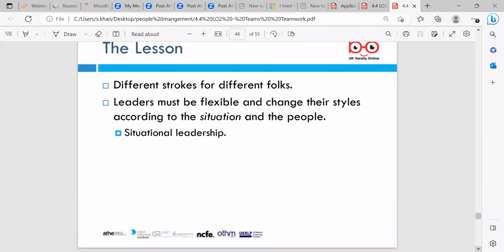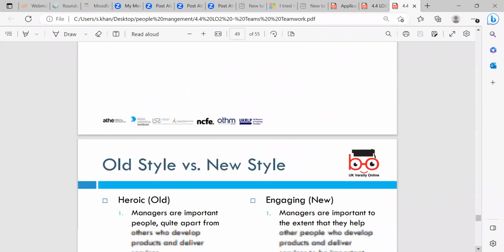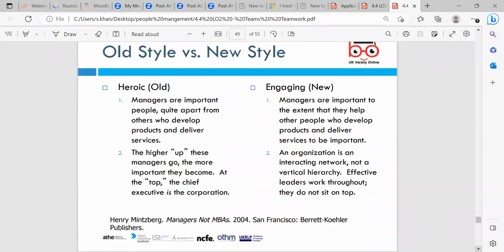leadership style. So the lesson: different strokes for different folks. Leaders must be flexible and change their styles according to the situation and the purpose, the people, and situational leadership. Old style against the new style.